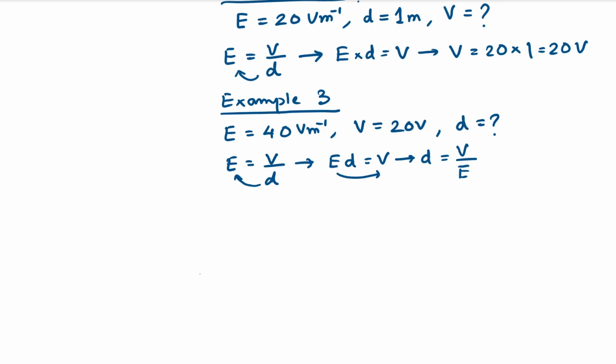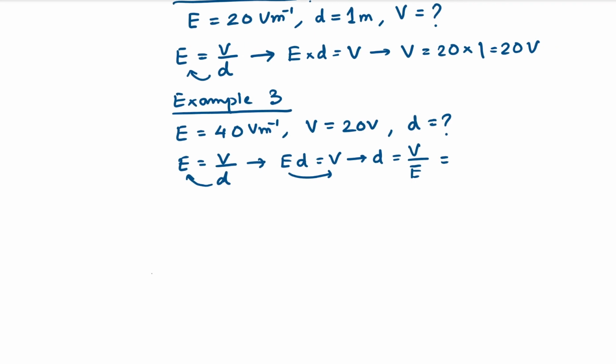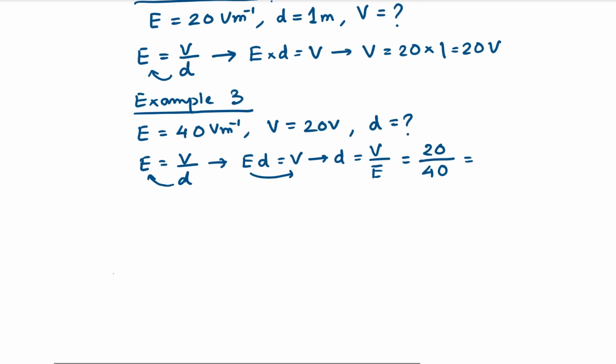Please do the rearranging of the formula properly, otherwise you will get the wrong answer. So let's now substitute the values. We have 20 volts and the electric field strength is 40. So that gives us half, or 0.5 meters. So the distance between the two plates is 0.5 meters. So that's how you can use this formula to calculate different things: the uniform electric field strength between the plates, E, or the voltage across the plates, V, or the distance between the two plates, D.